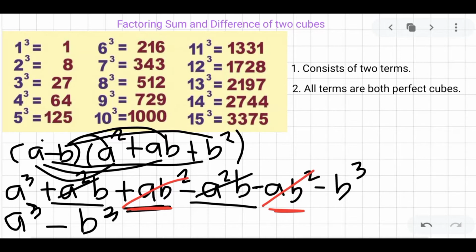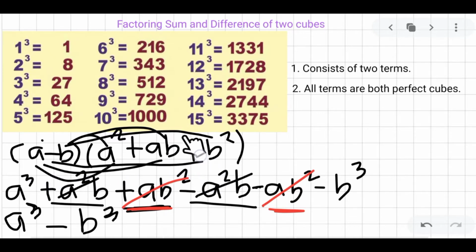So, kung napapansin ninyo, ito ay example ng equation na pwede natin gamitan ng factoring sum and difference of two cubes kasi it consists of two terms, which is a cube at saka b cube. All terms are both perfect cube kasi yung exponent niya is 3 and 3, which is divisible by 3, multiples by 3. So, ibig sabihin, pwede natin gamitin to at kapag finactor natin to, ganito ang magiging format niya.